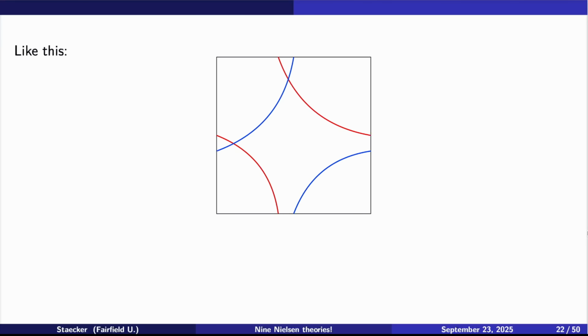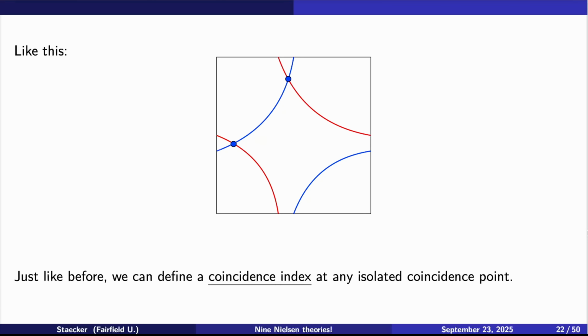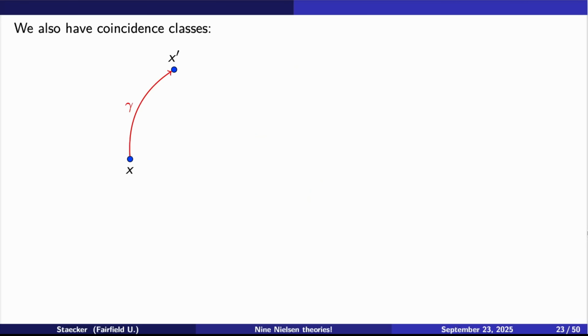For instance, like this. Here I have two different functions. These are two colors. Sorry, they kind of look the same here, but there's a blue one and a red one. And you can look for the places where they intersect. Those are the coincidence points, all right? And I'm sure you can see, this is basically like the fixed points, only I'm not talking about intersecting the diagonal. I'm talking about intersecting something else, all right? So just like before, though, we can define a coincidence index of any isolated coincidence point. And again, it's just going to be +1, -1, depending on if it sort of goes down through or up through, all right? And we also have coincidence classes.